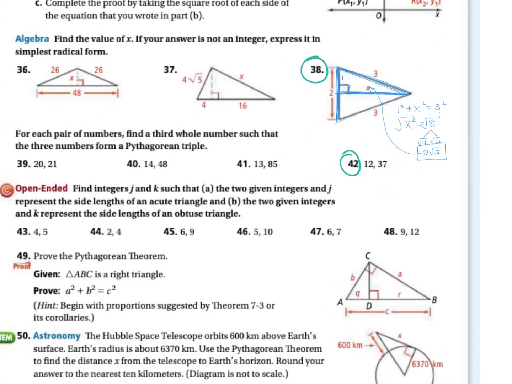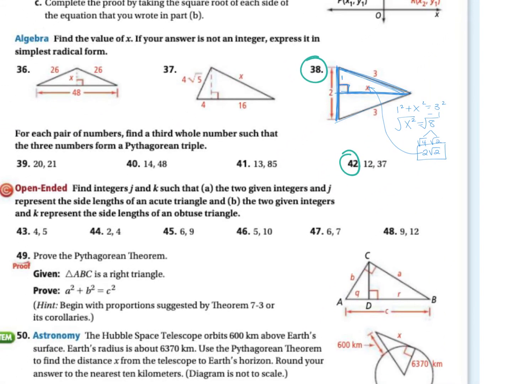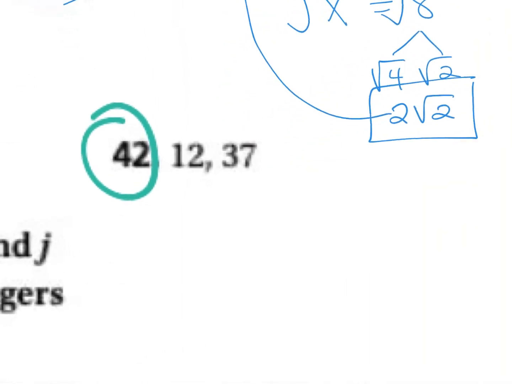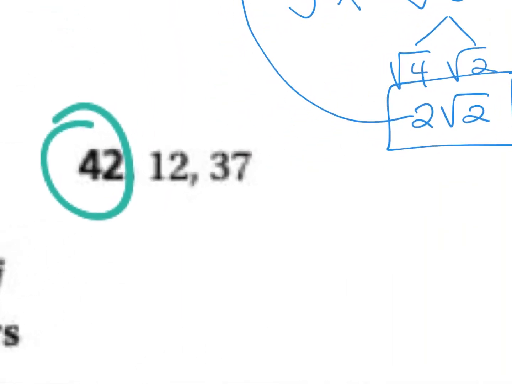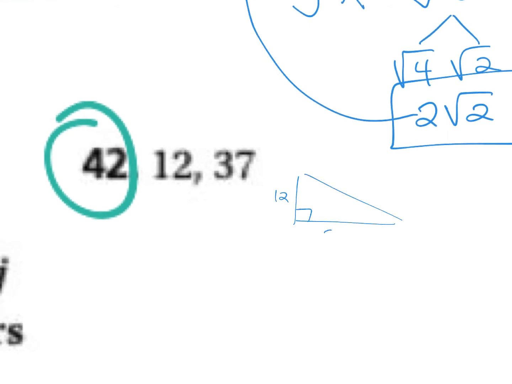And then the last one: for each pair of numbers, find a third whole number such that the 3 numbers form a Pythagorean triple. Okay, so here's the deal. We don't have the third number, so we don't know if we're missing a hypotenuse or a leg. So if your triangle were set up like this, 12 and 37, then this would be your C, right? So you could try 12 squared plus 37 squared should equal C squared. If you plug that in, you get 1513 equals C squared. So square root that. The square root of 1513 is this number.